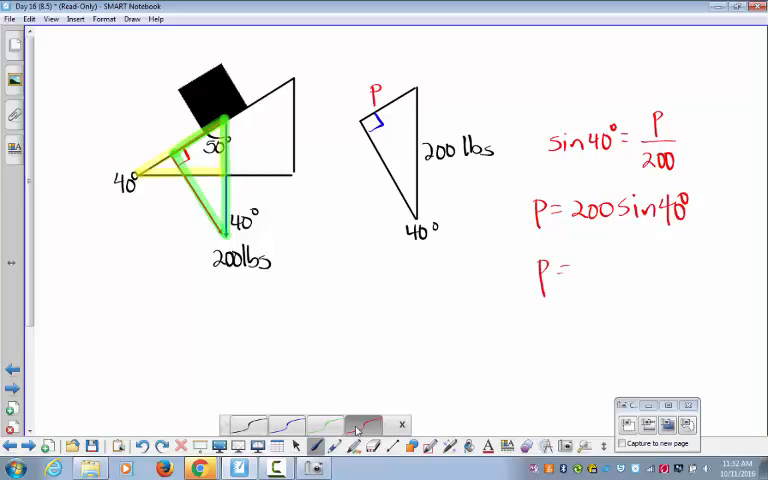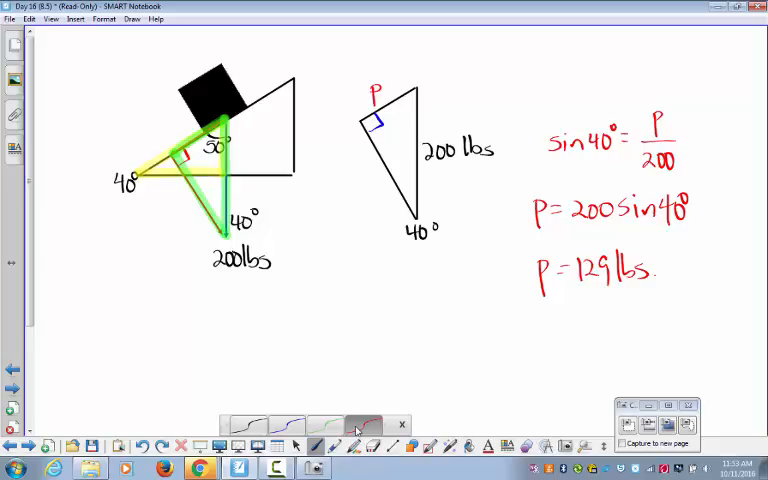So somebody type that in and figure out how many pounds of force that is. 200 times sine of 40. Round it to the nearest unit. 129 pounds. All right, so that's the magnitude of the force that needs to be applied to the block to keep it from sliding. So if you push with a force of more than 129, it's going to go up the ramp. If you push with a force less than 129, it will slide down the ramp.